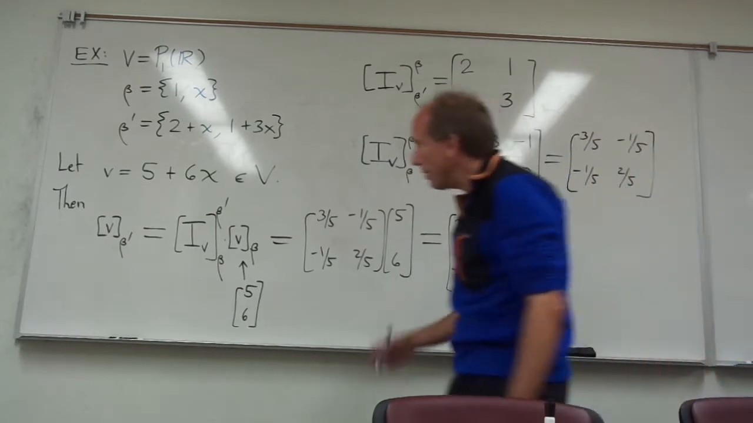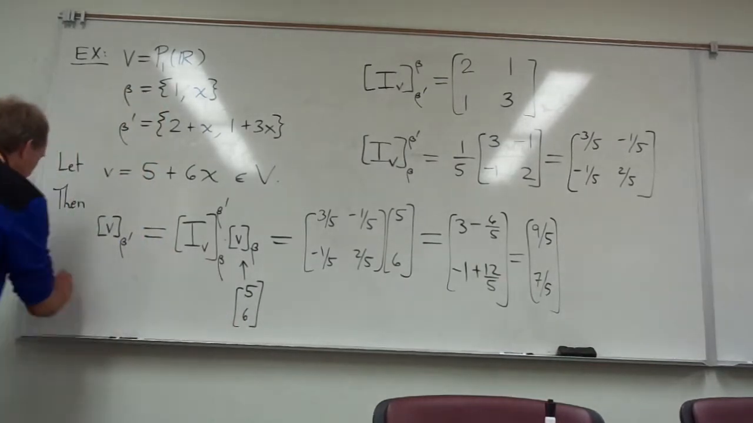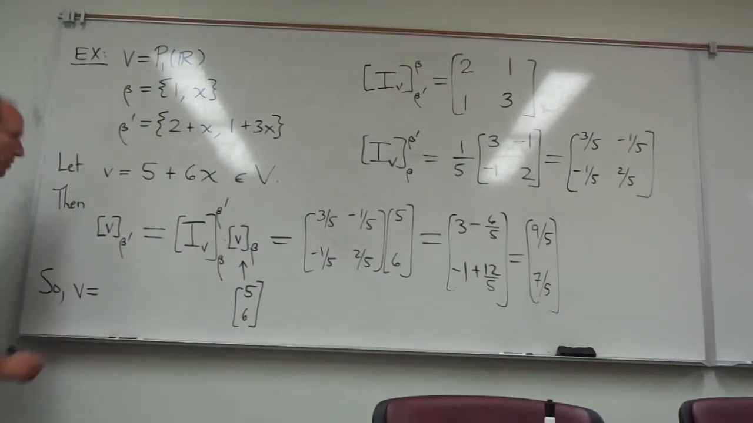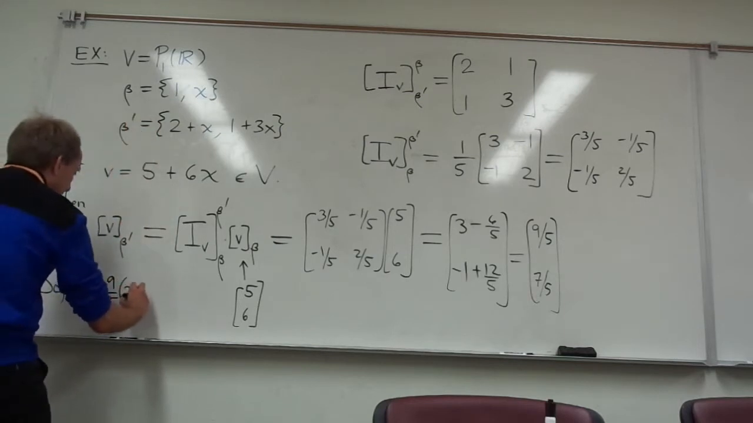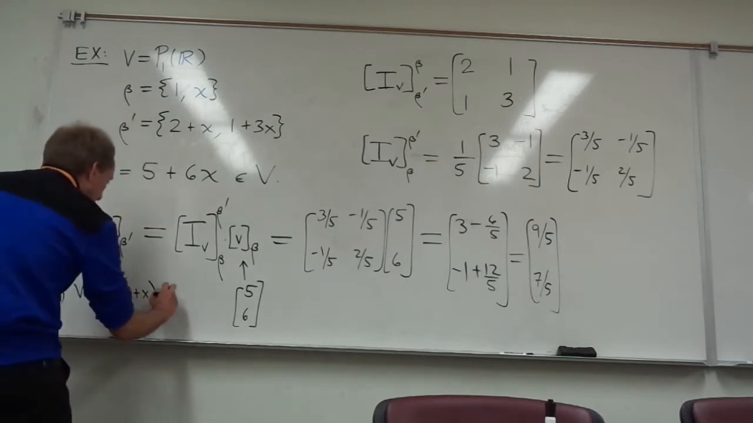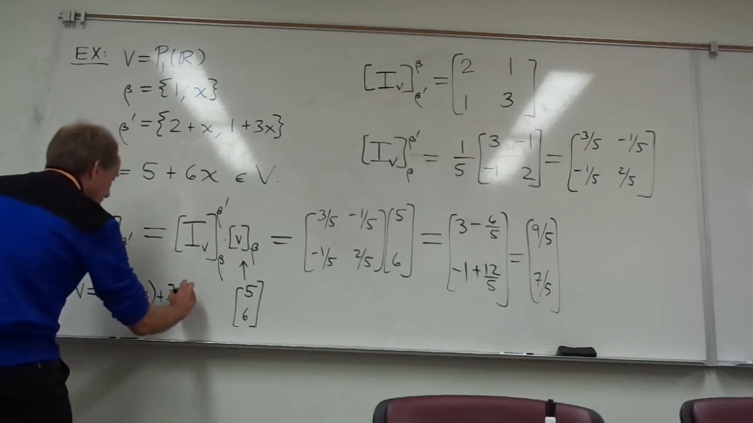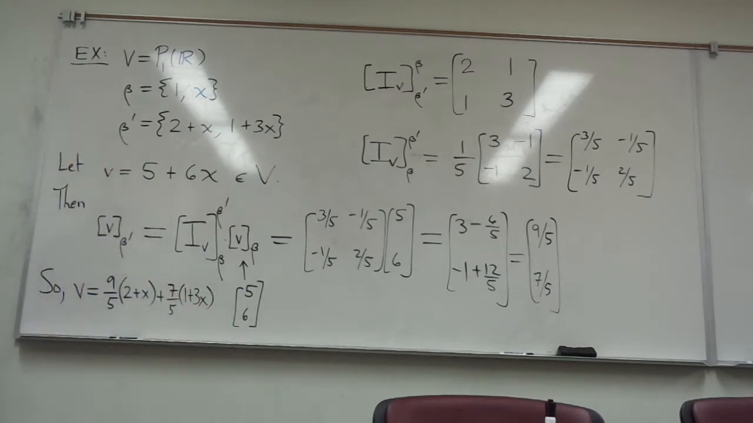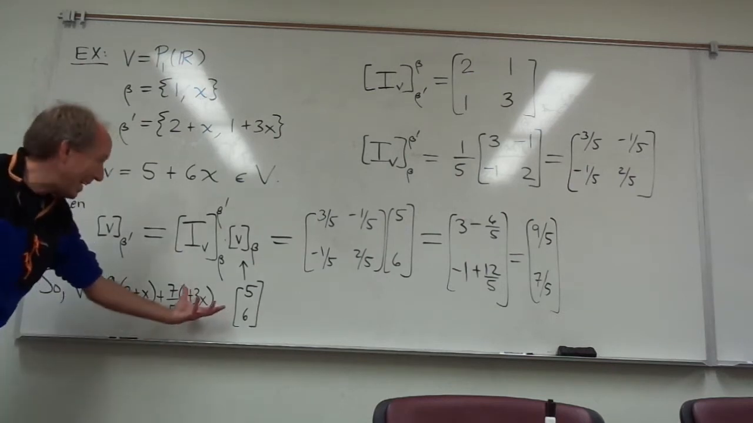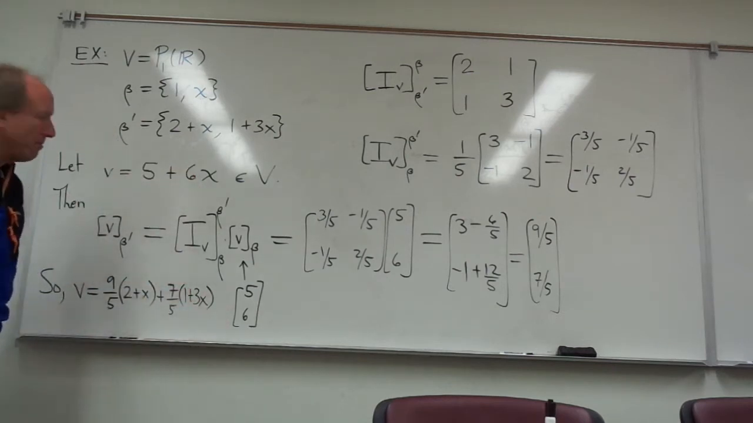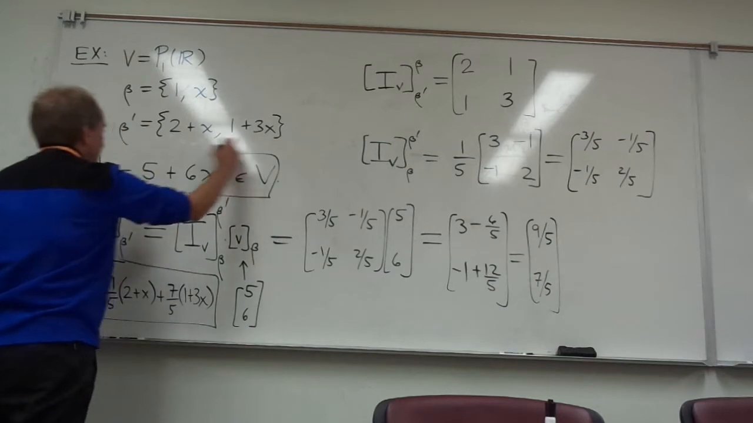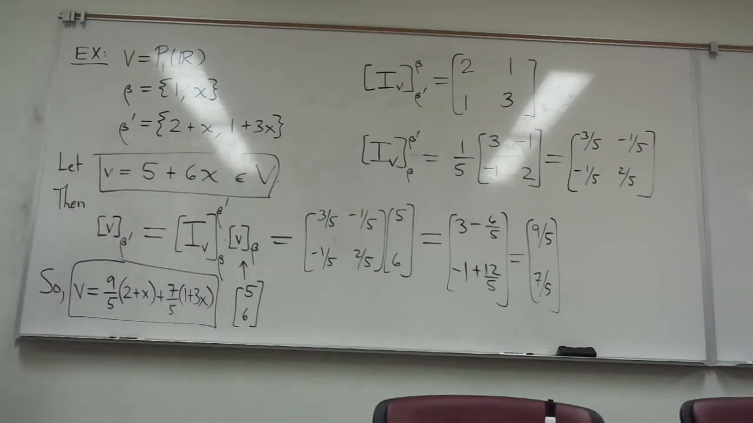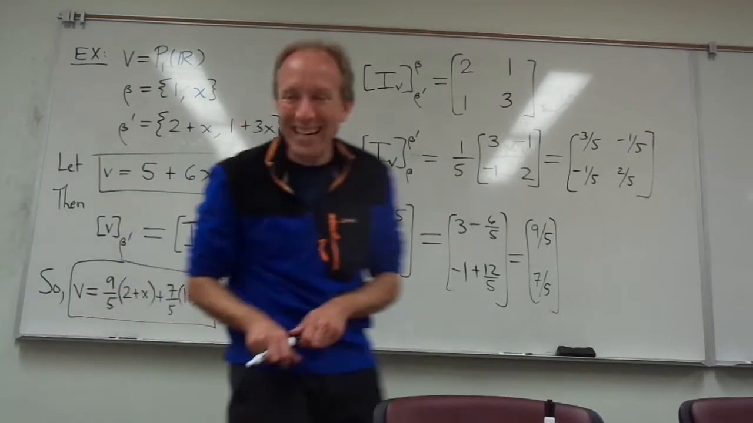Okay, so what does that mean? Well, that means that V, this is the punchline now, V is going to be equal to, these are the beta prime coordinates, so it's going to equal 9/5 of the first basis vector, 2 plus x, plus 7/5 times the second basis vector, which is 1 plus 3x. Okay? We should be able to multiply that out and get our original vector V back again. Right? This should be the same, of course. It's the same vector. These should be equal to each other, and I'm pretty sure that they are. So I'll let you guys double check that.